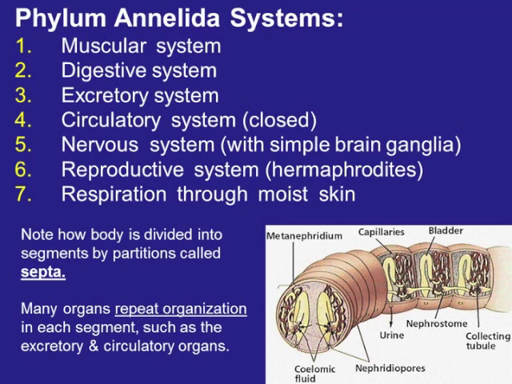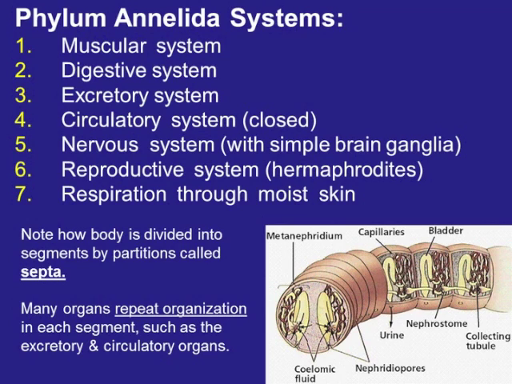Now let's dig into the systems of annelids. 1, we have a muscular system. 2, we have a digestive system. 3, we have an excretory system. 4, we have a circulatory system, which is closed. 5, we have a nervous system with a simple brain ganglia. And 6, we have a reproductive system, and they are hermaphrodites, although they do perform sexual reproduction. And they have respiration through their moist skin, so that's why we find them in aquatic or fossorial habitats.